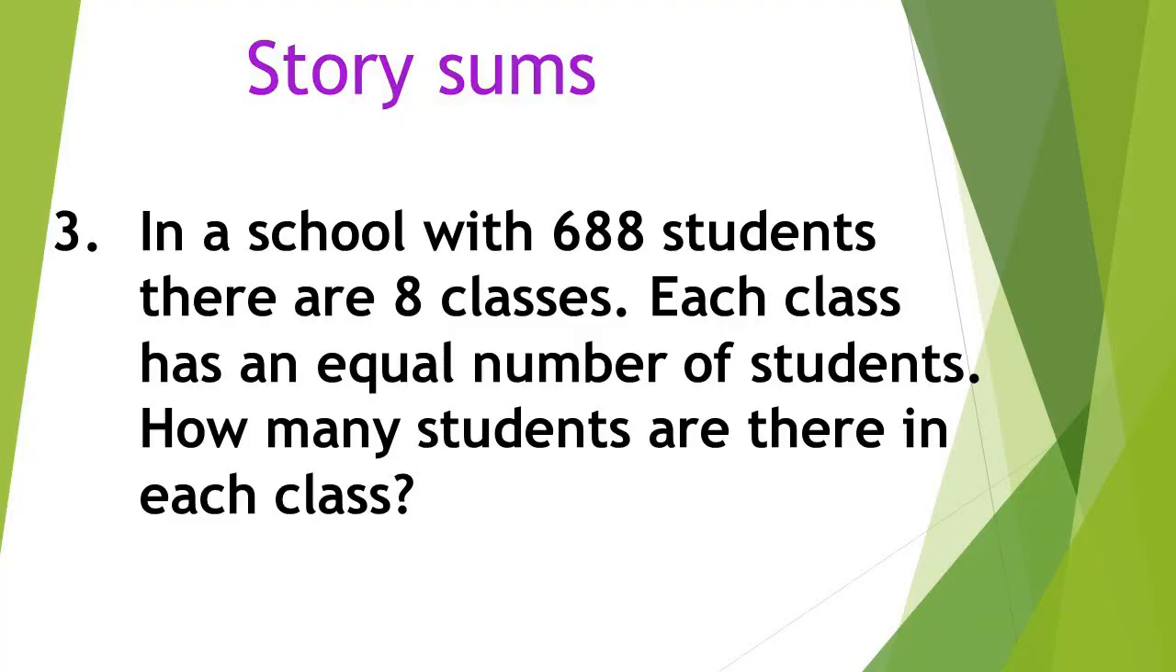Okay, now children, number 3 sum. Okay, what is written? In a school with 688 students, there are 8 classes. Each class has an equal number of students. How many students are there in each class? So, in division, everything is distributed equally. Okay children, you have to remember that in division, everything is distributed equally.